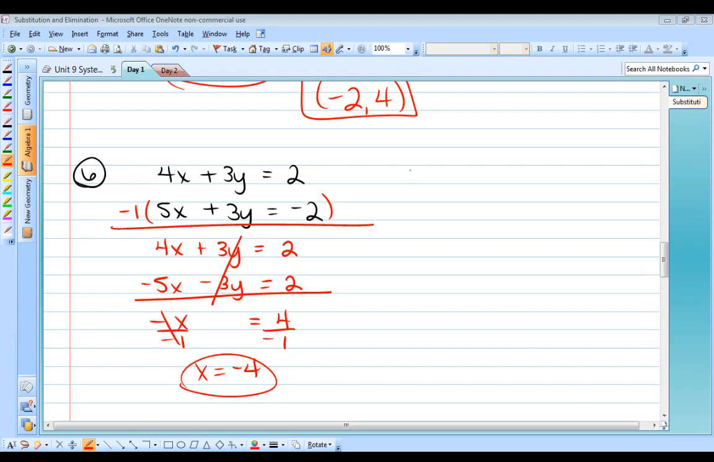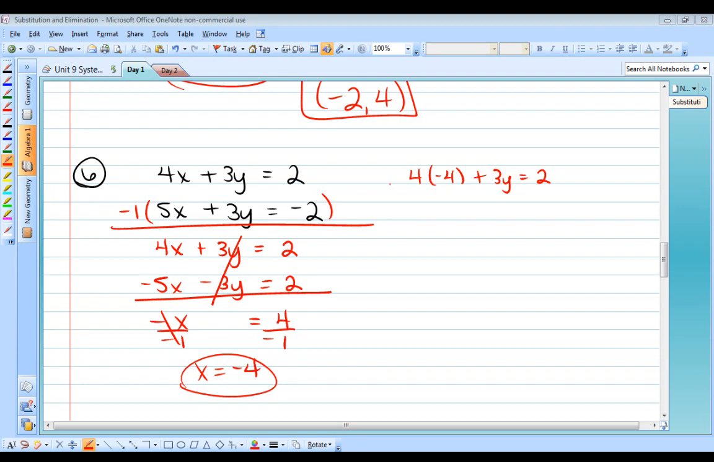I'm going to do it on top. So 4 times -4 plus 3y equals 2. It doesn't matter which one you plug it into. Do the original, yeah. All right, so that's why I like to leave mine in black and then do my work in red, so that way I can tell the difference.